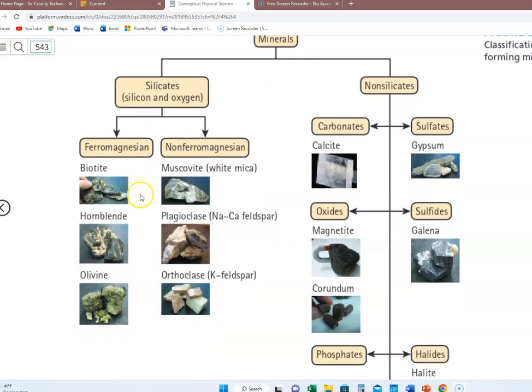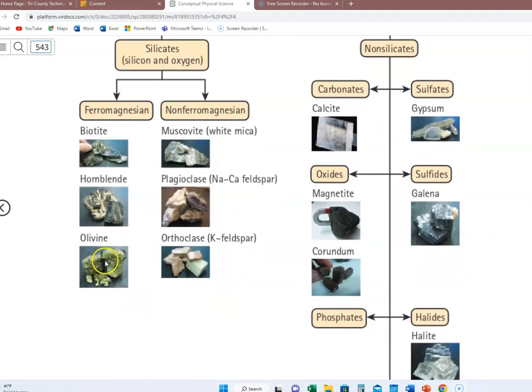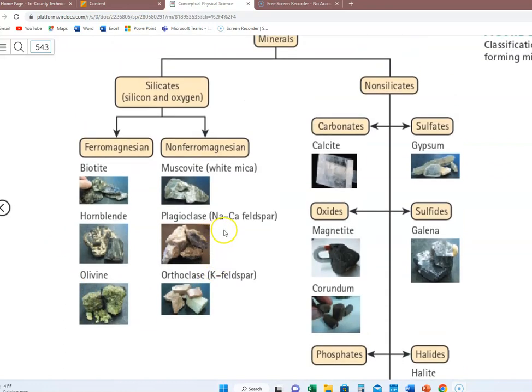All right, so here are some examples. The ferromagnesian is biotite. There's some nice pictures of these. There's another one called hornblende and olivine. Olivine actually comes from the mantle. I mean, any of these can be created at different places, but we know that olivine is generally created in the mantle.